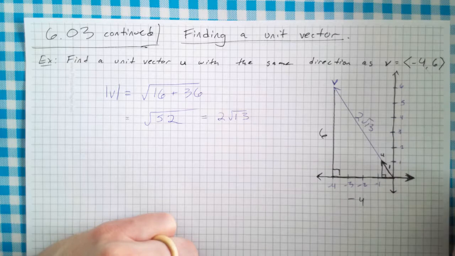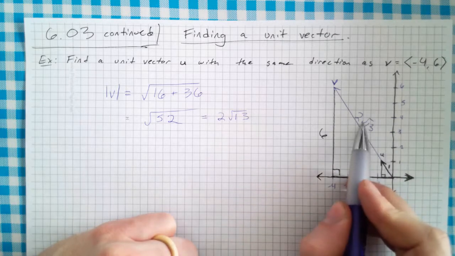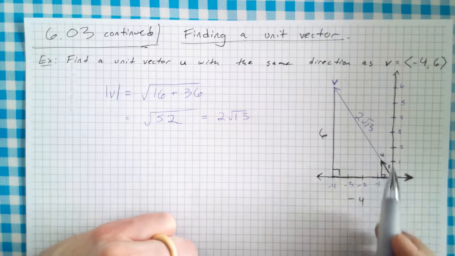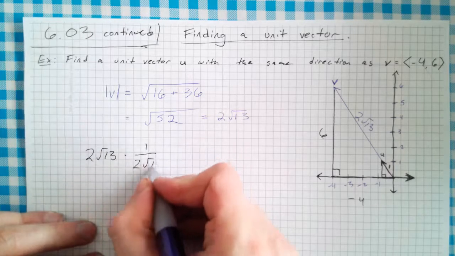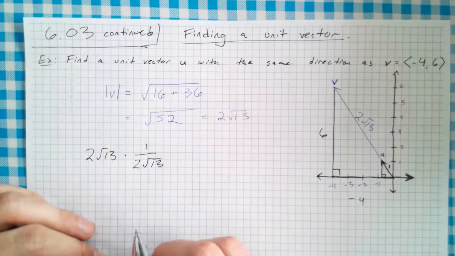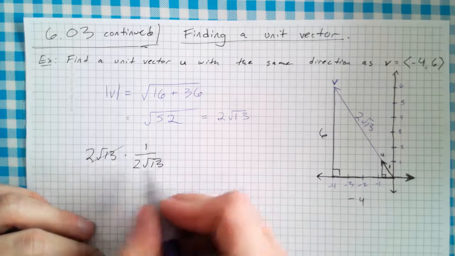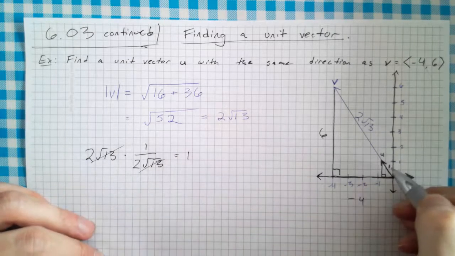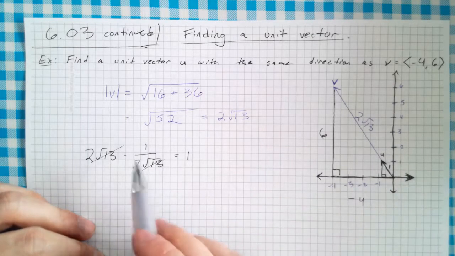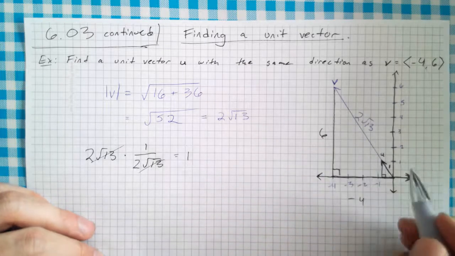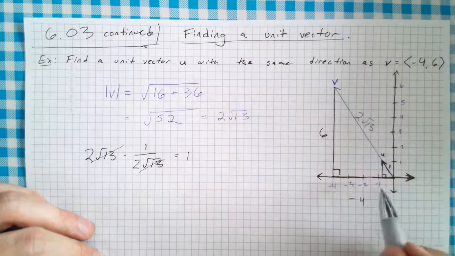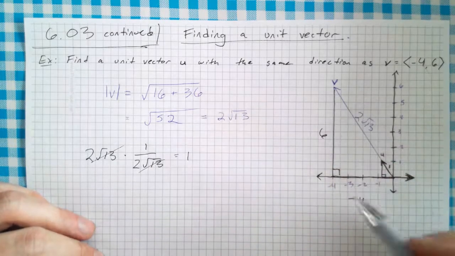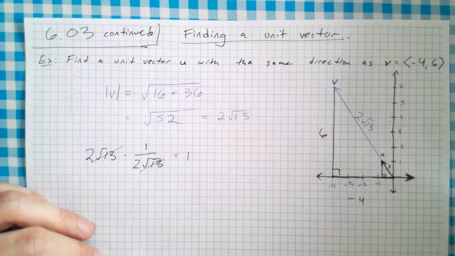Okay. So what do I multiply 2 root 13 by to get 1? Well, if I take 2 root 13 and I times it by its reciprocal, boom, we just get 1, which is that hypotenuse that I want, right? That magnitude that I want. So if that's what I do to the hypotenuse to get my unit vector magnitude, that's what I'm going to do to my height and my base, my y and my x coordinates, in order to get the x and y coordinates of my unit vector.